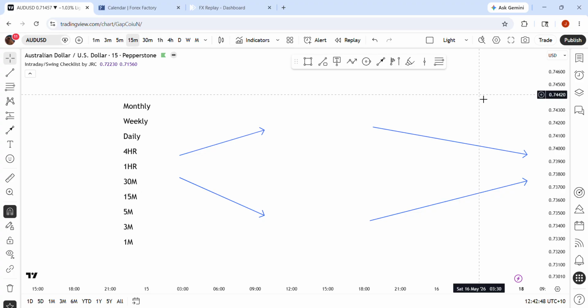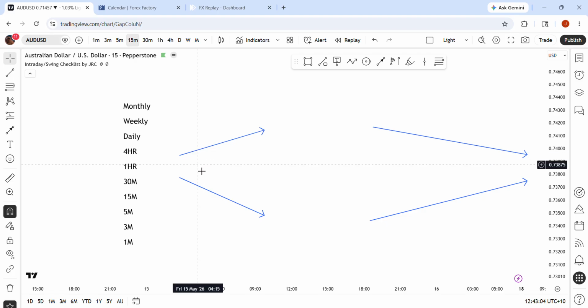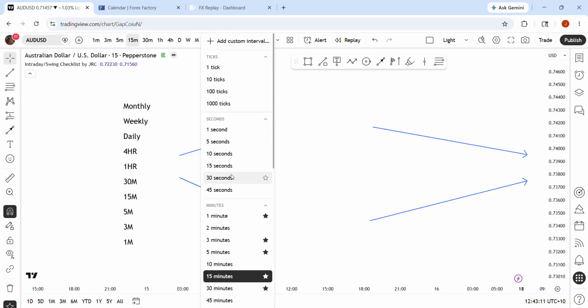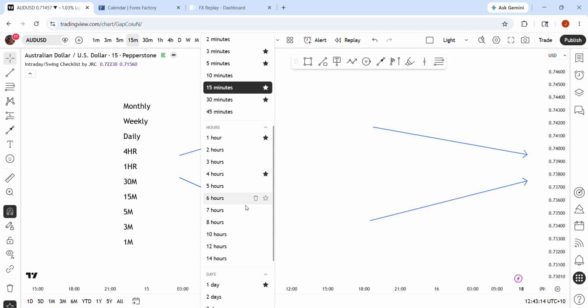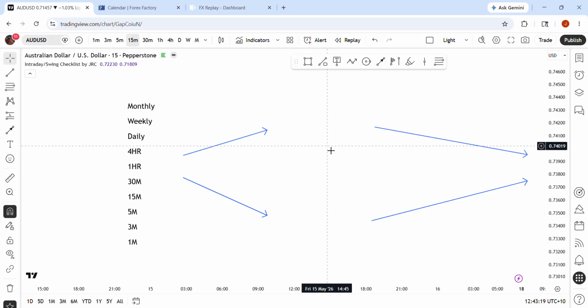So in this video we will be talking about multi-time frame analysis. When I got introduced into trading, I saw there were many different time frames. We have, as an example, monthly, weekly, daily, 4 hour, 1 hour, 30, 15, 5, 3, 1 minute. And as you can see in the bar here, we've also got ticks, seconds, different minutes, different hours, and different days or months. So when I started learning from mentors, every single mentor had a different opinion on what time frames to use.